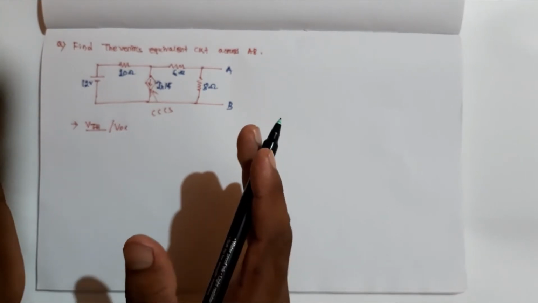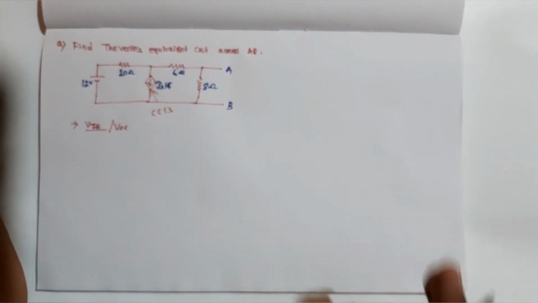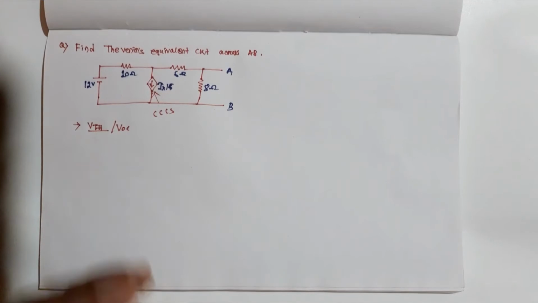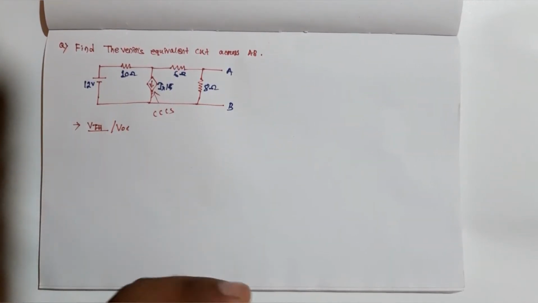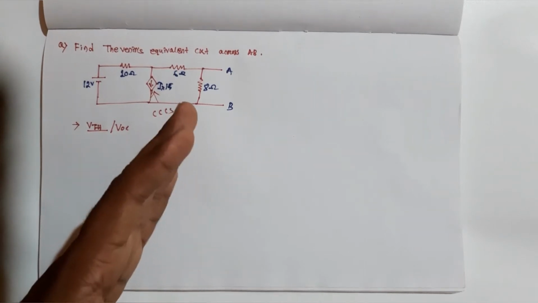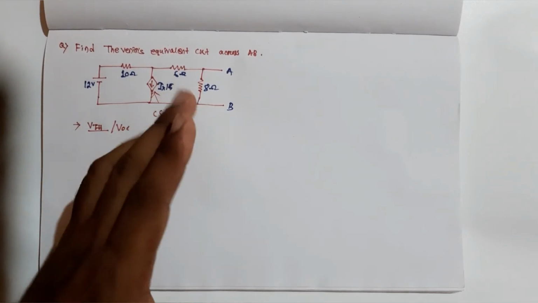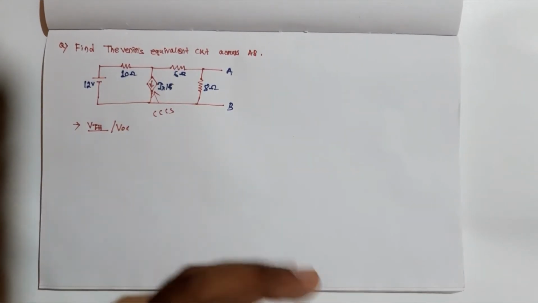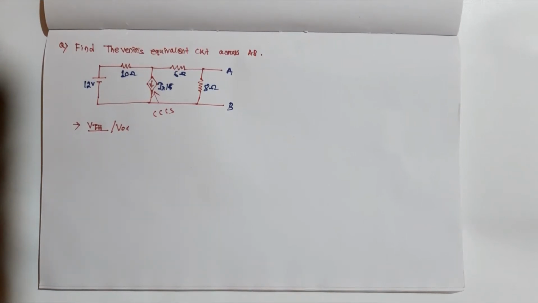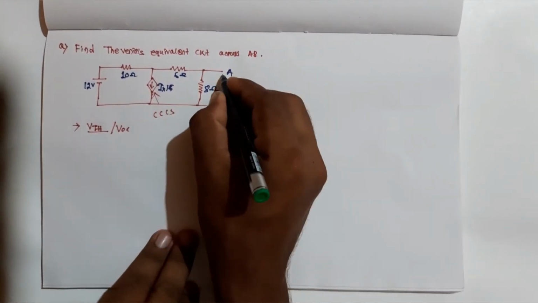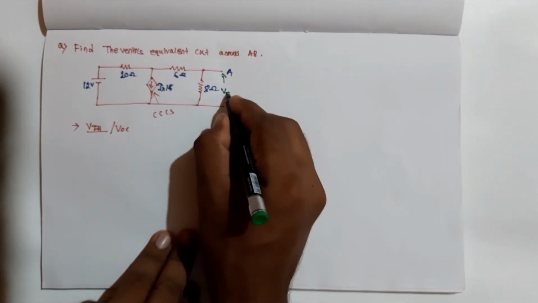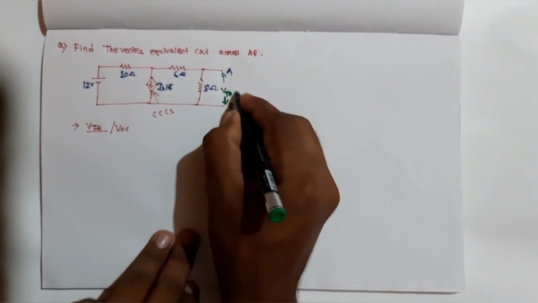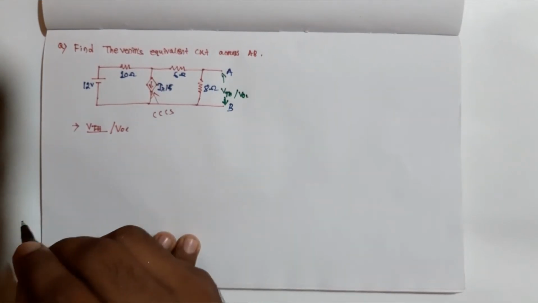In our previous method, for finding the Thevenin's voltage we first open the load terminal. Here the question already says to open the load terminal, so there is nothing to worry about. Directly we find the voltage across this terminal. This is called the open circuit voltage.